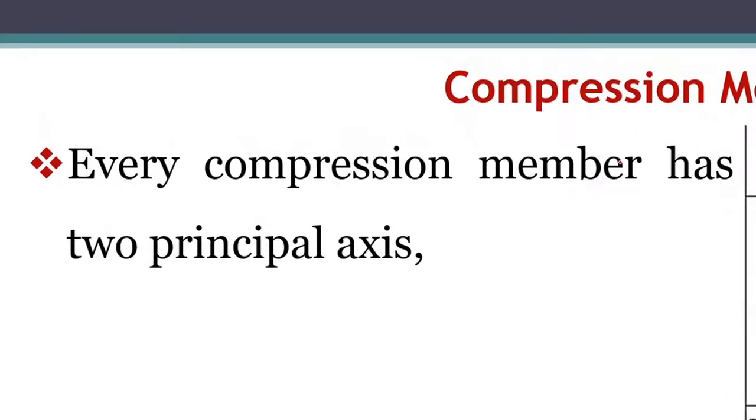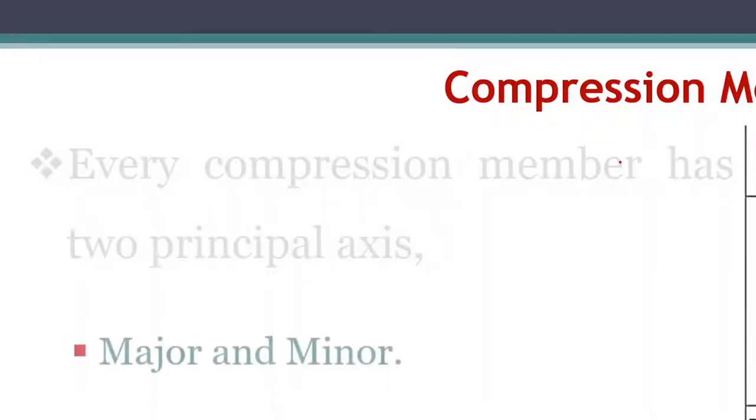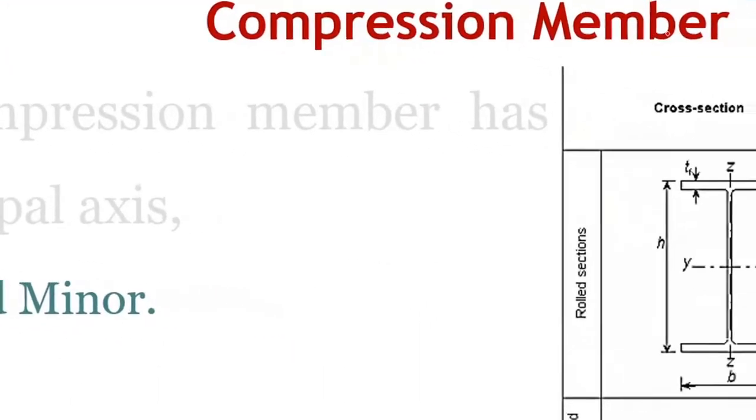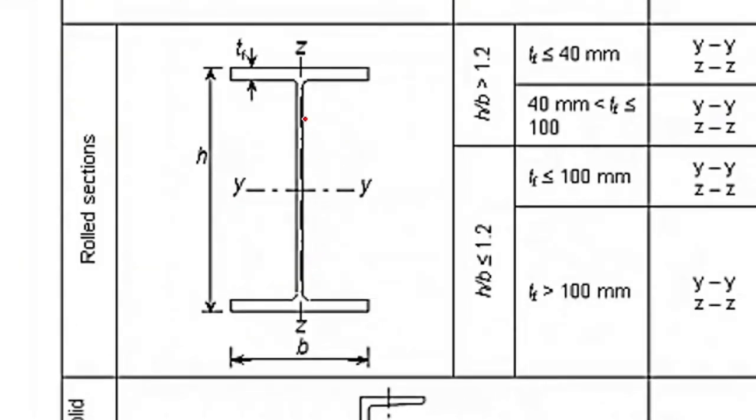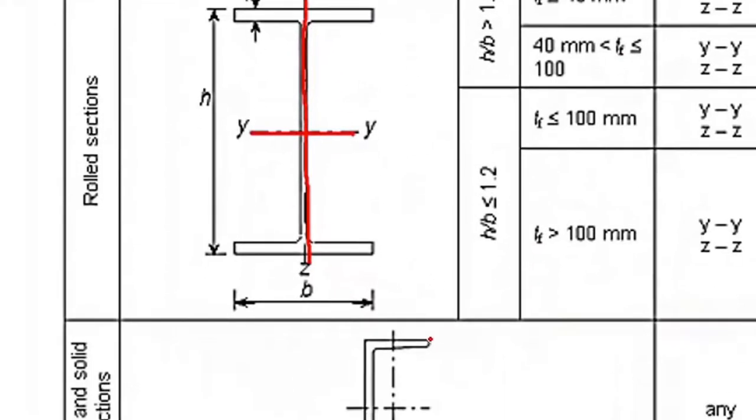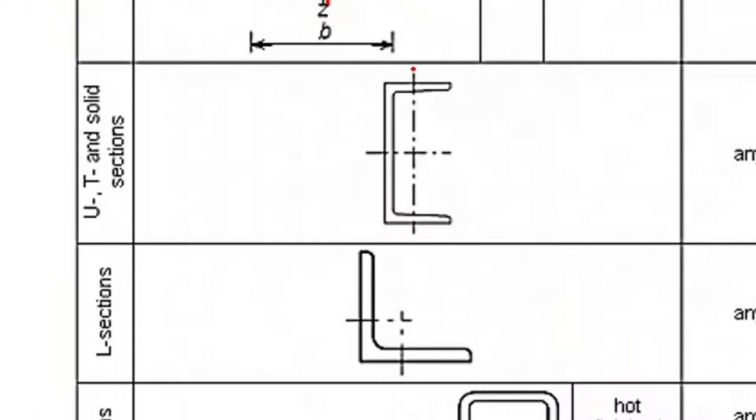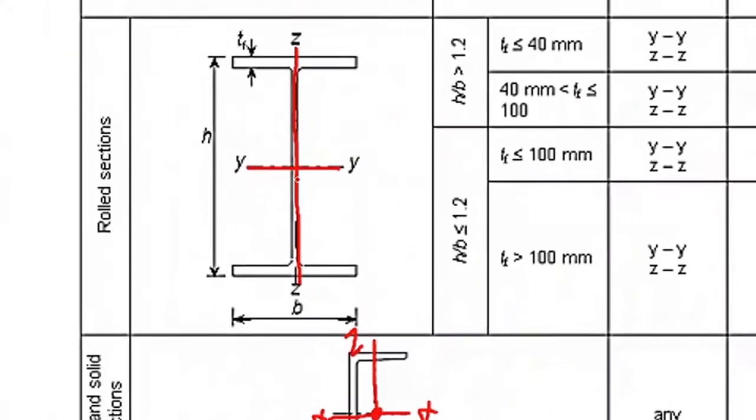Every compression member has two principal axes. One is major and one is minor. If you look at the cross section, you have two axes. One is the ZZ axis and the second is the YY axis. Every section has two different axes, mostly. If you take this channel section, again you have two axes. One is ZZ, let's say this ZZ, and another one is XX. This is where the CG of the member lies. Again, here also, this is where the CG of the member lies.